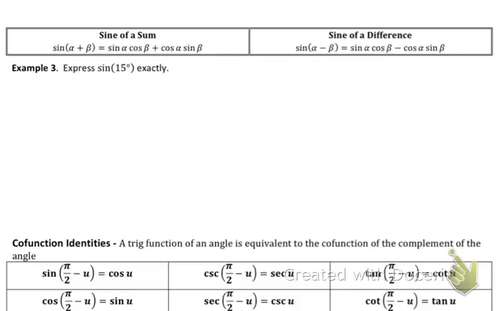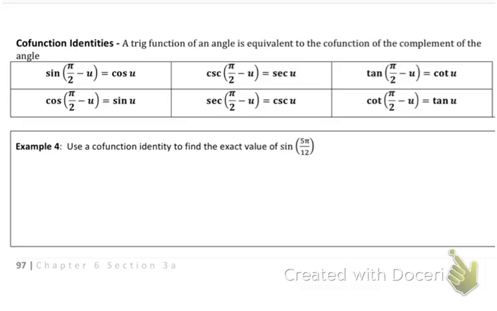Cofunctions, identity, comes from the fact that, hey, did you ever notice, like, if I take the sine of 30 degrees, it's the exact same thing as the cosine of 60 degrees? So if I just shift my unit circle a little bit, I can get from sine to cosine. And that's where we have these cofunction identities.